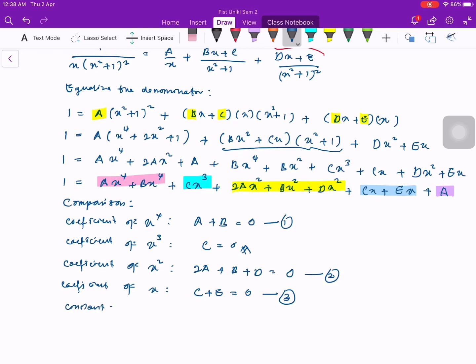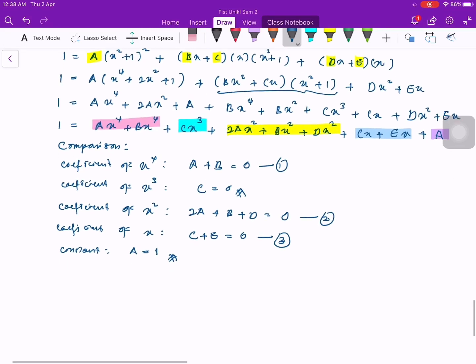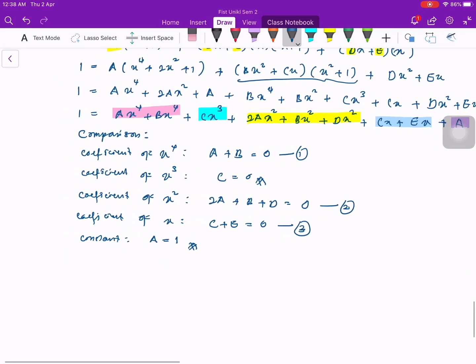Okay, constant, which is A is equals to 1. From this equation we know that kita akan dapat nilai, so yang pertama, kita ada nilai A, which is A is equals to 1. Therefore we can use equation 1 in order to get B, right? Since A is equals to 1, then B will be equals to minus 1 from the equation 1.